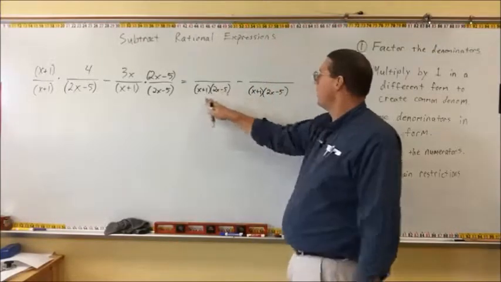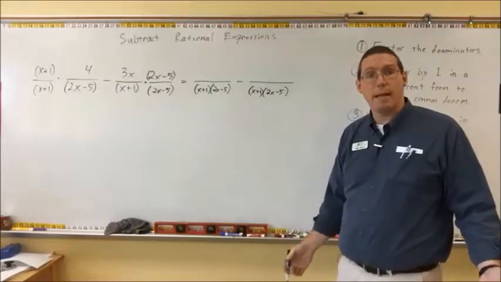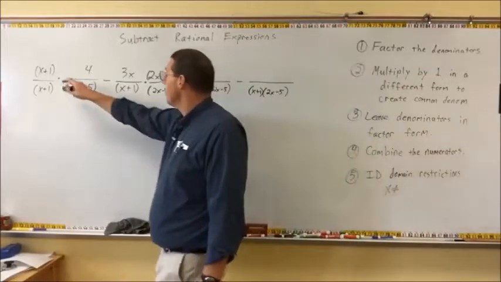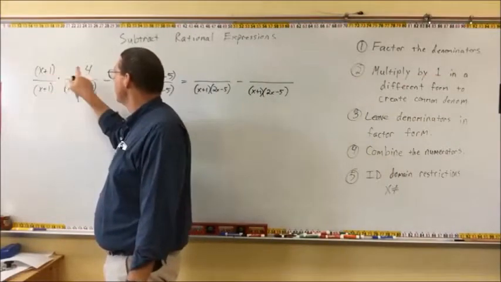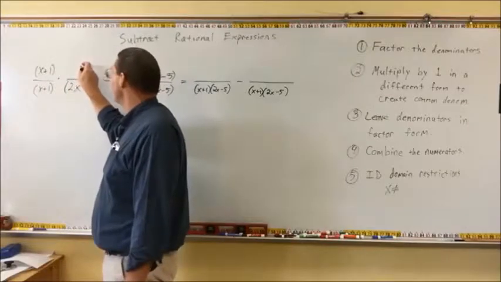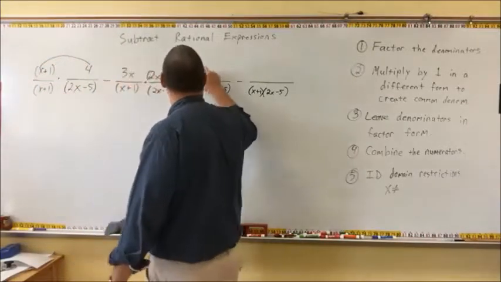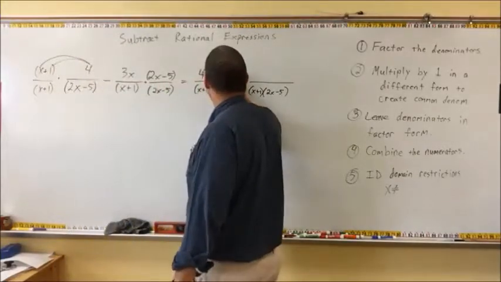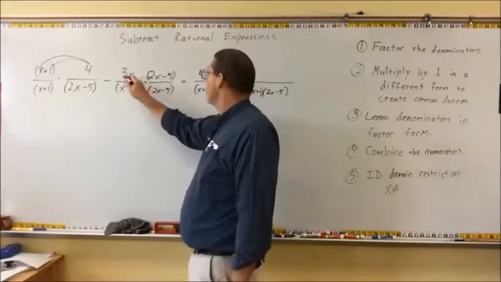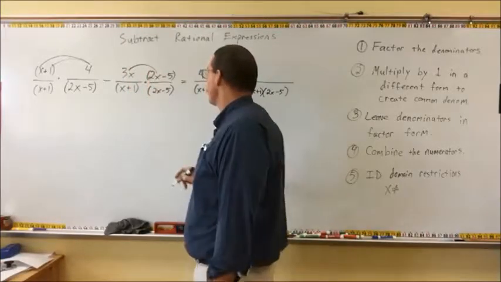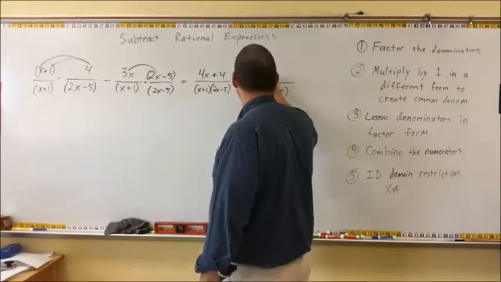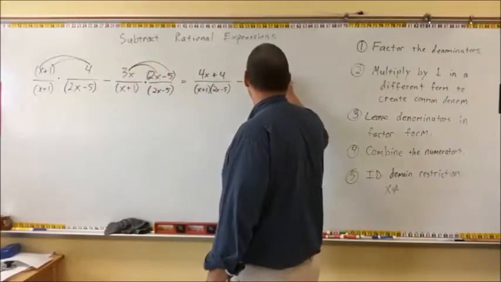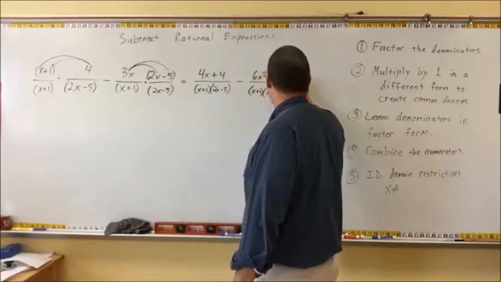And now that the denominator is the same, we have a common denominator, so we can subtract the numerators. In this numerator, we have x plus 1 times 4, so we distribute the 4. 4 times x is 4x, 4 times 1 is plus 4. And now over here, we're going to distribute the 3x. 3x times 2x is 6x squared. 3x times negative 5 is negative 15x.